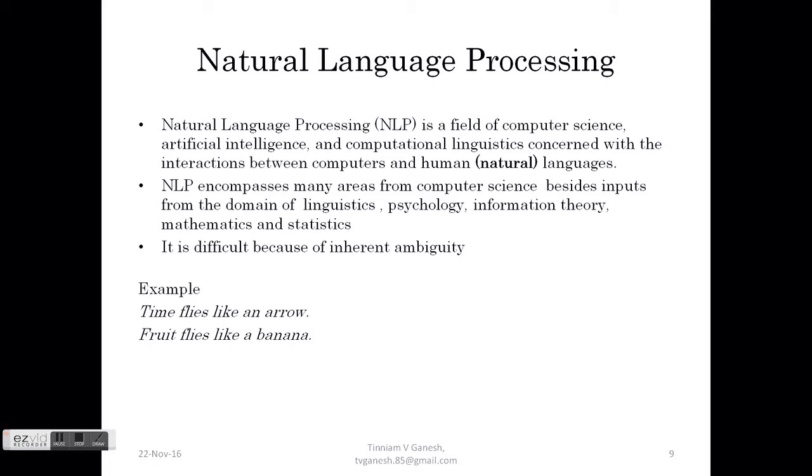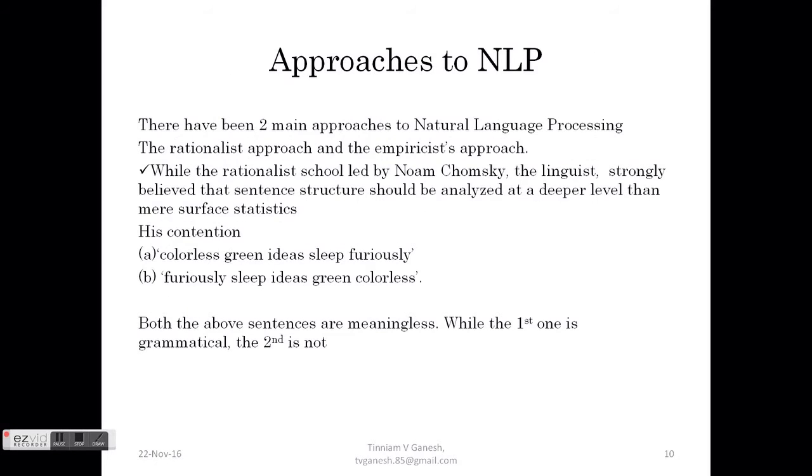So even though the sentences look alike, there is an inherent ambiguity, and that is where the difficulty of doing NLP becomes very significant. And there have been two main approaches to NLP. The first is the rationalist approach, and the second is the empiricist approach.